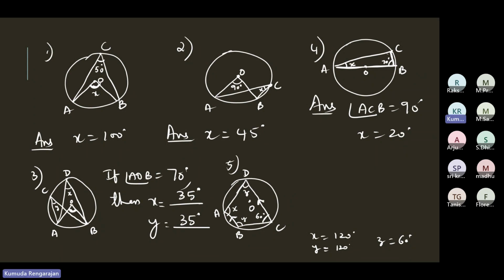Here again, in the third one, if the center is 70 degrees, on the circumference, x will be 35. X and y both are on the circumference. They'll be equal. On the circumference, all the angles will be equal. So if x is 35, y also will be 35.